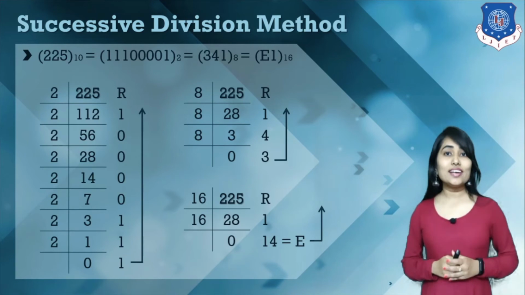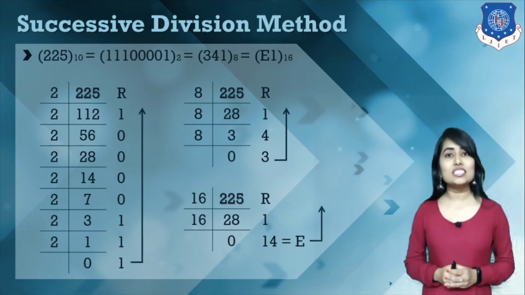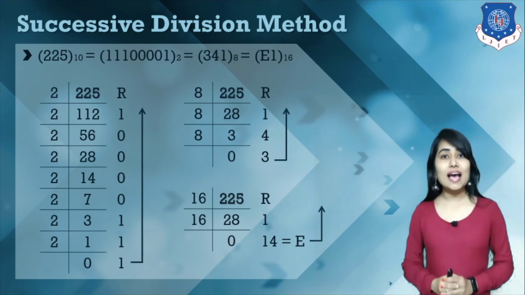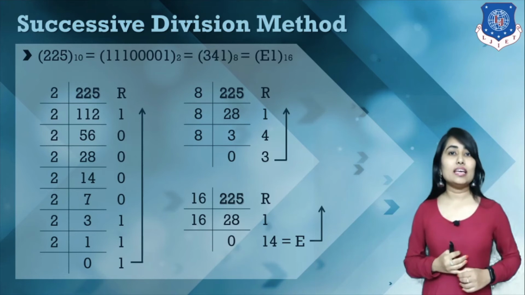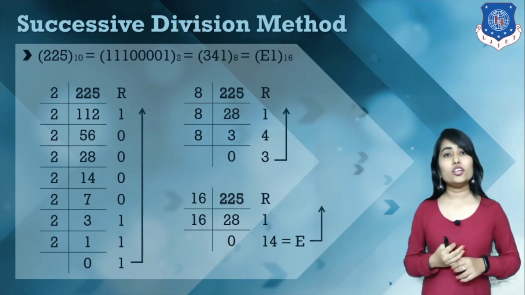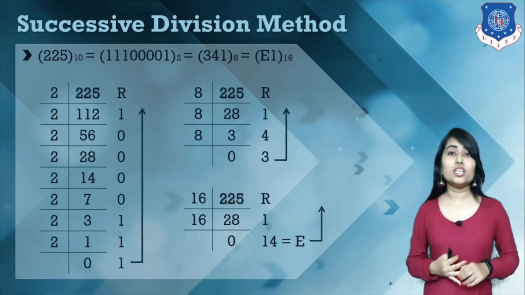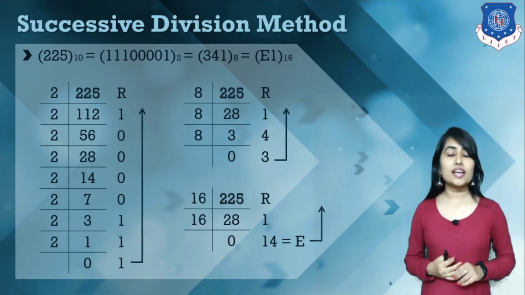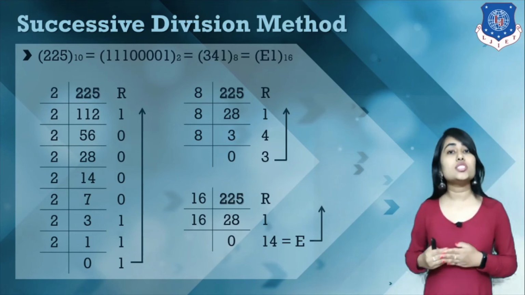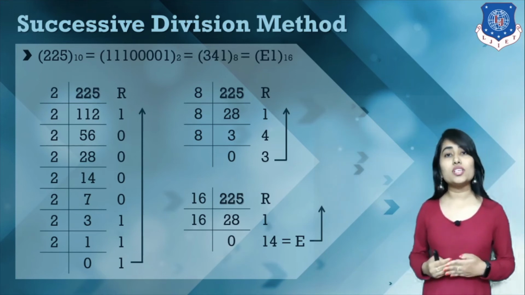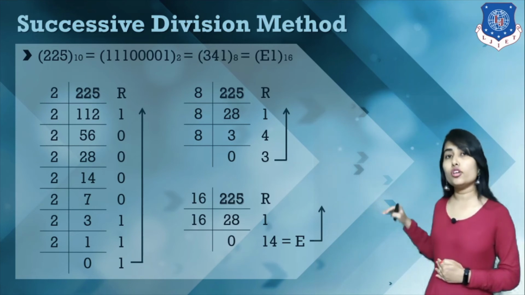Now in hexadecimal, we have this number 14, and in hexadecimal we represent 14 as E, because 10 is equivalent to A, 11 is equivalent to B, 12 is equivalent to C, 13 is equivalent to D, and 14 is equivalent to E. So in hexadecimal, whenever we have a number greater than 9, we use a letter. So how can we represent this hexadecimal number? For 14 we have to use E.